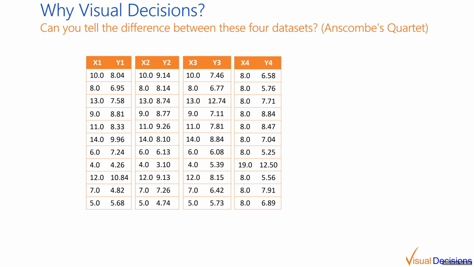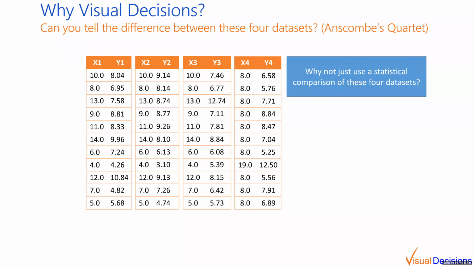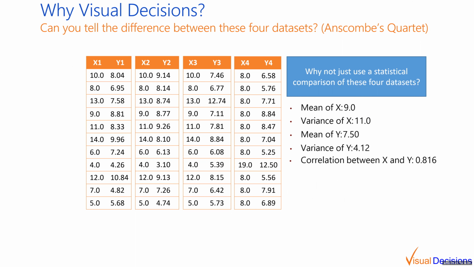So if we use a statistical comparison of the data sets, we get the following. The mean of the X numbers is the same in every single case. The variance of the X numbers is the same in every single case. The mean of the Y numbers is again the same in every case. It's the same variance for the Ys. The correlation between the X and the Y is the same for each one of the different sets. The regression equation is the same for the different data sets.